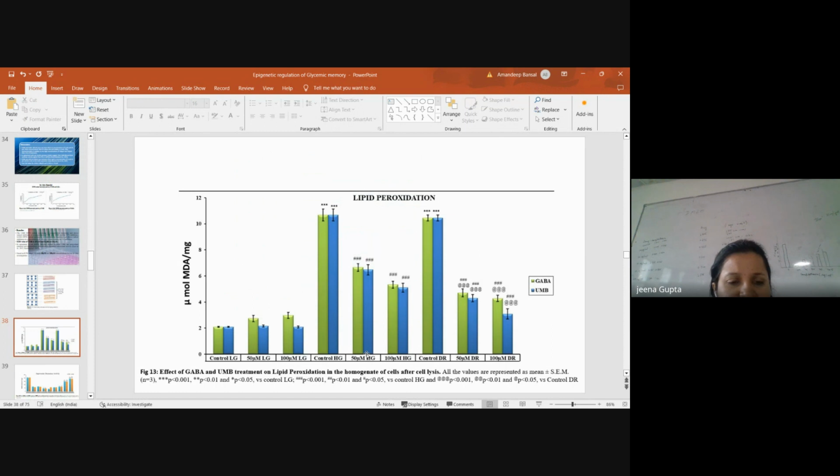We observe the changes in the oxidative stress. For this, we evaluate the lipid peroxidation level. As you can see here, as compared to the low glucose condition, the high glucose condition has increased lipid peroxidation levels, increased generation of lipid free radicals. Even if we reverse the diet, the lipid peroxide level is still increased. It is not reduced even after culturing the cells in a normal glucose condition. But both the compounds, ambaliferone and GABA, are responsible for decreasing this lipid peroxidation level.